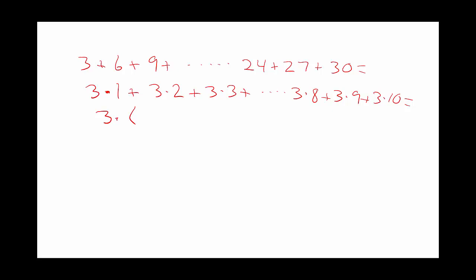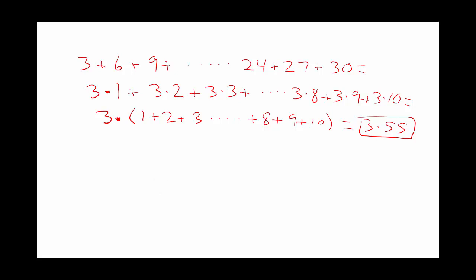And what do I have? I have 3 times the sum of the numbers from 1 to 10. So we're probably getting really good at knowing what the sum of the numbers is from 1 to 10 now. 55. So that's going to be 3 times 55. I see a pattern here. Starting to see a pattern, right?